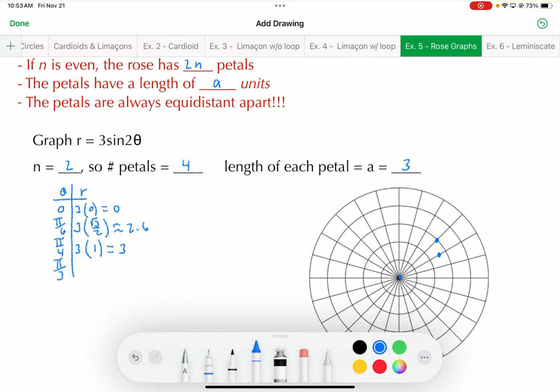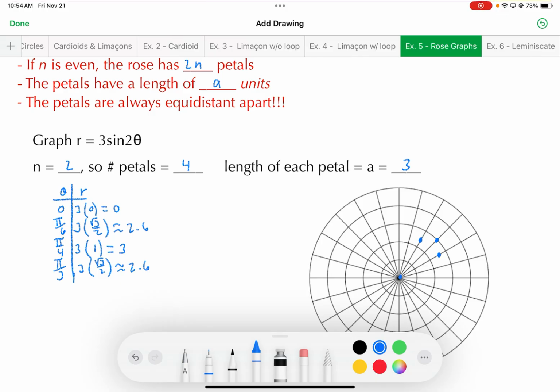Okay, let's go to pi over 3 next. That's going to be 3 times radical 3 over 2. Which is another 2.6. Okay, so notice if I plug pi over 3 in, it gets doubled to 2 pi over 3, right? Sine of 2 pi over 3, that's in the second quadrant, but sine is still positive there, right? So I end up with positive radical 3 over 2 still. That's going to plot here.